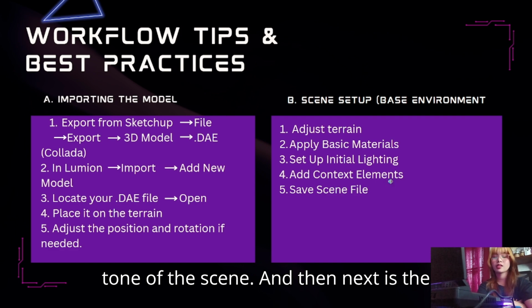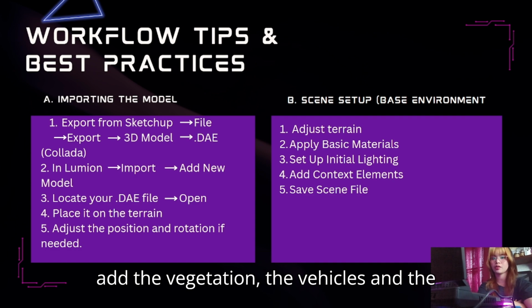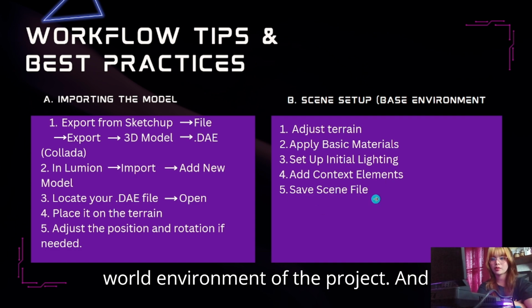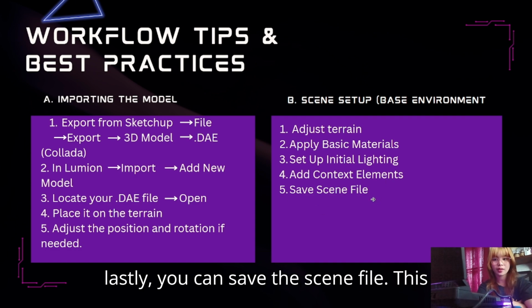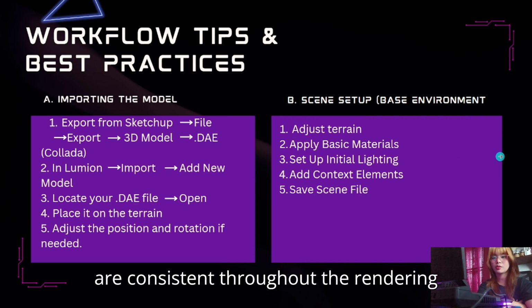And then next is the context elements. This is where you can add the vegetation, the vehicles, and the surroundings, just to reflect the real world environment of the project. And lastly, you can save the scene file. This will ensure that all the base settings are consistent throughout the rendering process.